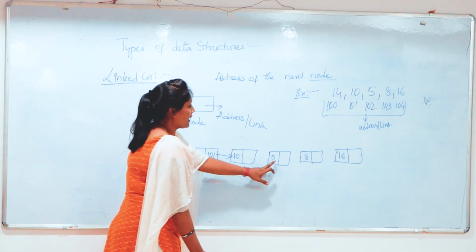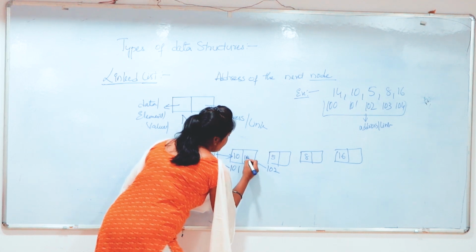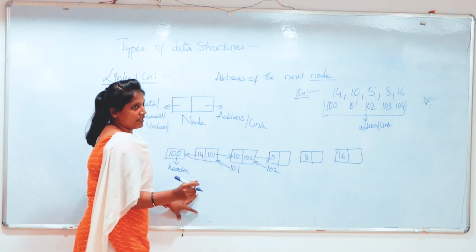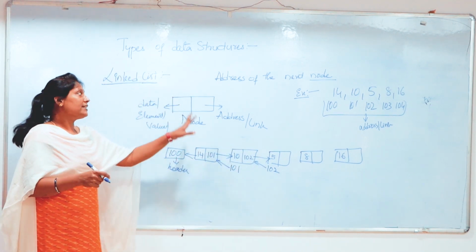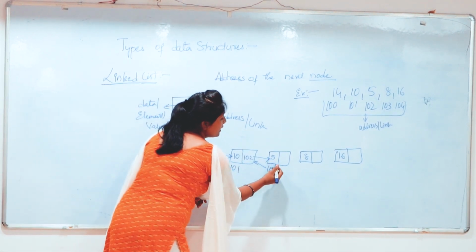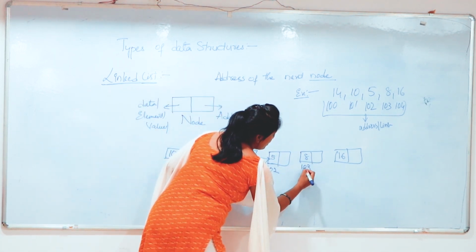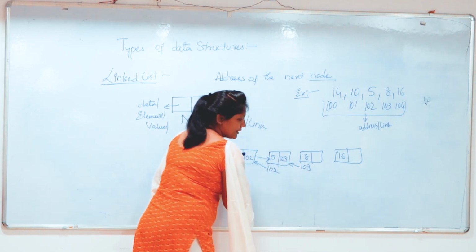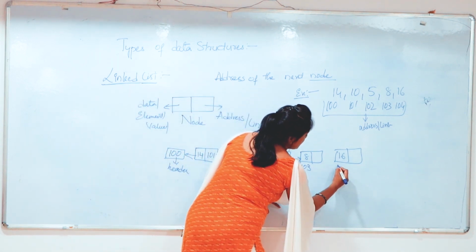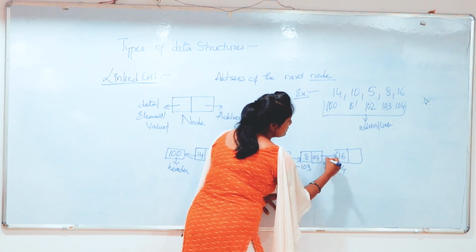And again the address of 5 is 102. This 102 will be represented in the address part of 10, and this will be linked. This link is very important. That means the next element in our linked list is represented using the address of another node, the next node. So here the 8 is present at 103 and this address is represented in the 5, and this link is created. And next the 16 is present at address 104, and this address is represented and the link is created.